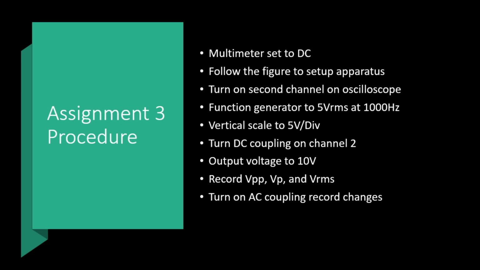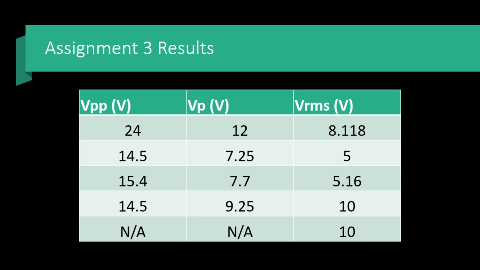Turn on the AC coupling, and when we did this in the lab, the signal disappeared because it was a constant signal, and the AC coupling got rid of that. Here are the results, similar to before, in table view of the voltage peak to peak, and VRMS.